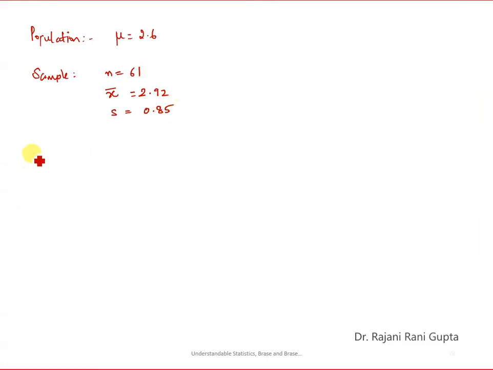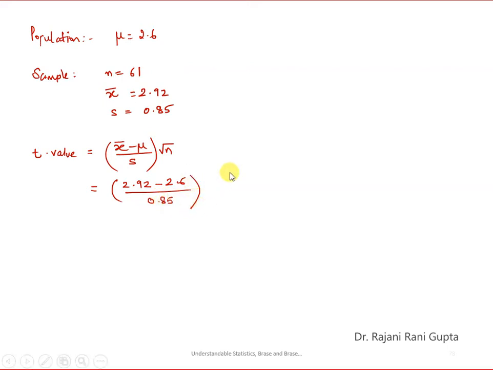Then calculate the t-value by using the formula x bar minus mu over s over square root of n. So substitute the values: 2.92 minus mu, which is 2.6, over s, which is 0.85, over square root of n, which is 61. So this gives you 2.94. This is the t value from calculation.